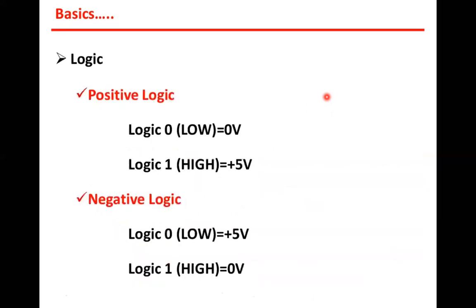You can see here, this is a positive logic example. Logic 0 is low, which is at 0 voltage, and logic 1 is high, which is plus 5 voltage. Whereas in negative logic, for logic 0 it will be plus 5 voltage, and for logic 1 it will be 0 voltage. So this is the difference between positive and negative logic.